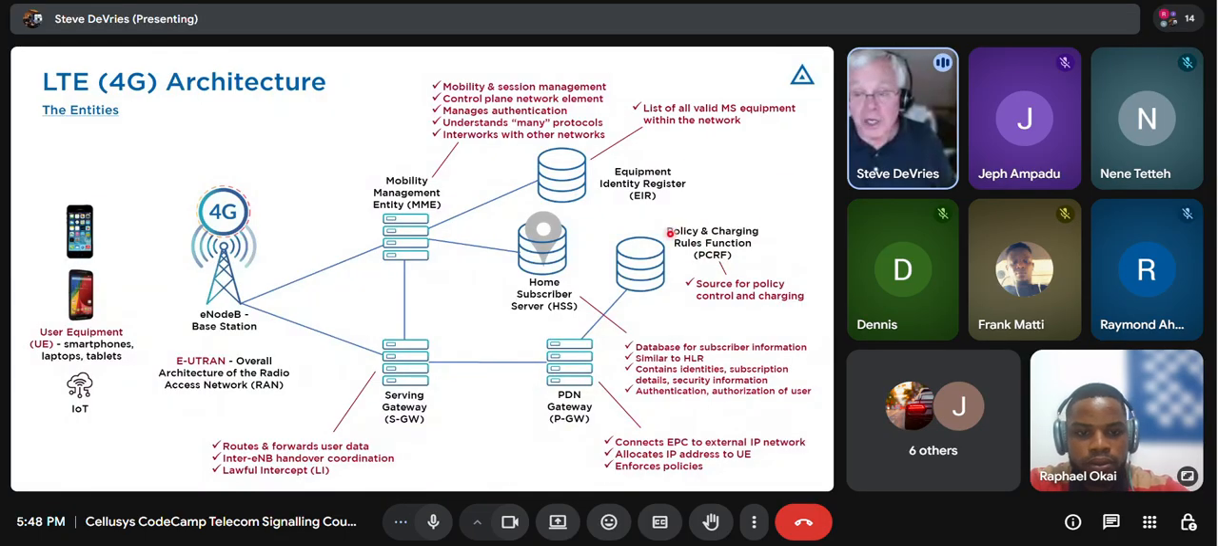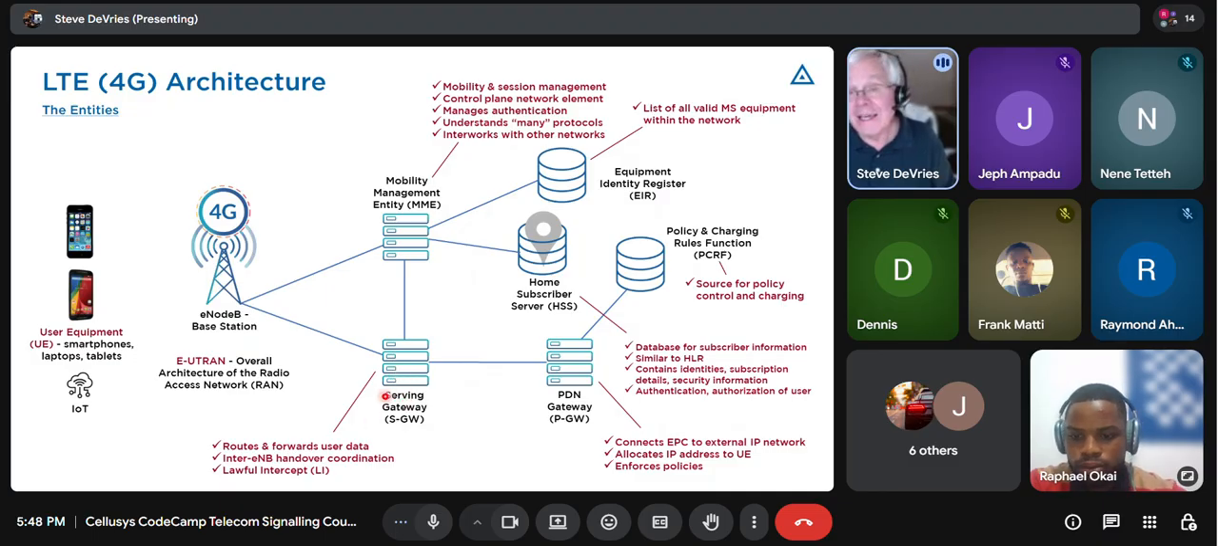So the policy, we won't talk anymore about the policy. This is the source for policy control. This sends Diameter policies down to here to tell the PDN gateway how to handle different data streams. Okay. Now the S gateway, the serving gateway, this routes and forwards your user traffic.